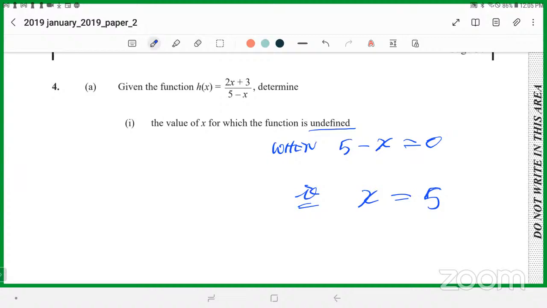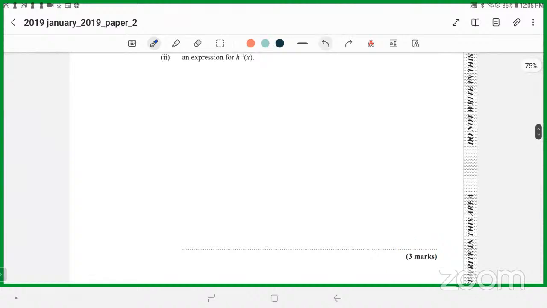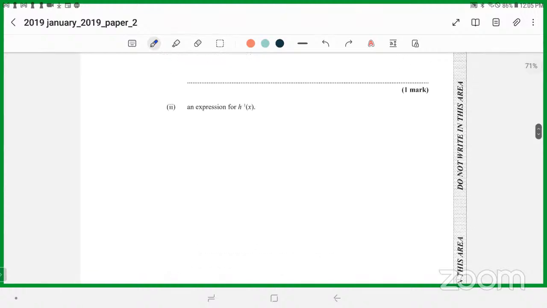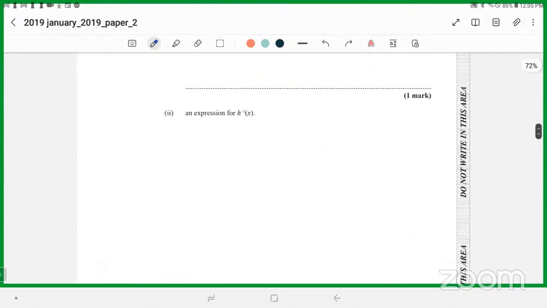All right, next part. The next part wants us to find h to the minus 1. They give 3 marks for that, because I know there are a number of steps to do it, right? So let's do it. What is the function again? It is 2x plus 3 over 5 minus x. I'm going to start by saying h equals 2x plus 3 over 5 minus x. That's a function. I'll just leave off the of x for the time being.